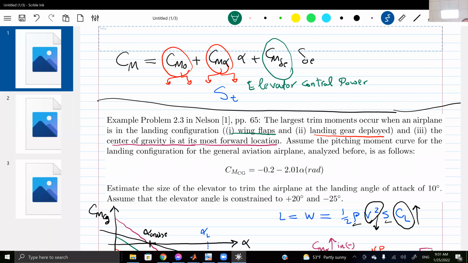Similar to this equation. This equation has three variables: alpha, delta, and CM, because these are the variables that change during flight. The angle of attack changes during flight. As soon as you change the speed, the angle of attack immediately changes. The elevator changes during flight. This is your controller. Once the pilot touches the stick, the elevator changes, and the CM changes accordingly due to the changes in these two variables. So we have three variables here in this equation, right?